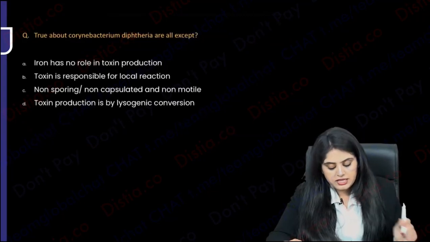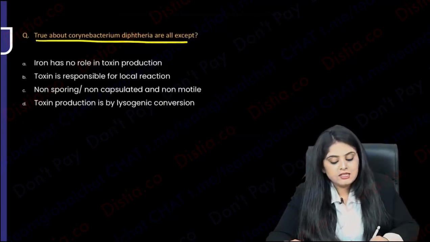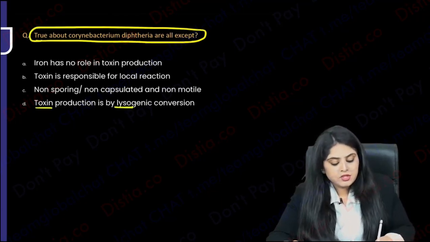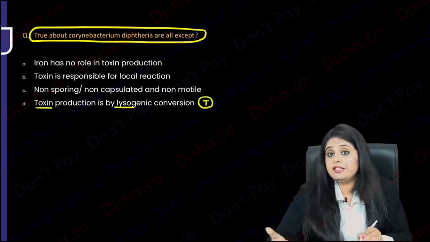One last question that we have. True about Corynebacterium diphtheriae are all except. Let's do a true, false, true, false. Is toxin production associated with lysogenic conversion? Yes. A, B, C, D, E.